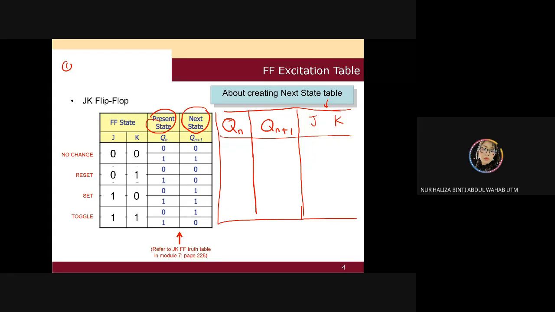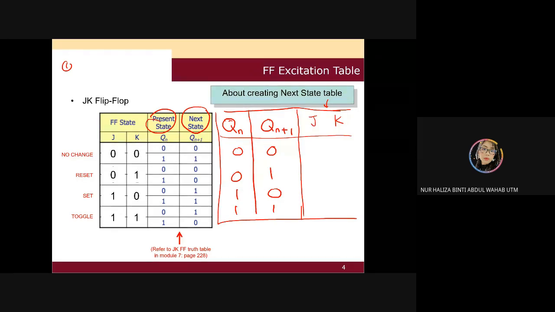Now here, we can have the possibilities of 0 0, 0 1, 1 0, 1 1. There are possibilities like this. When you have the present state of 0, you can have the next state of 0, or the next state of 1. When the present state is 1, you can go to 0, and so on.